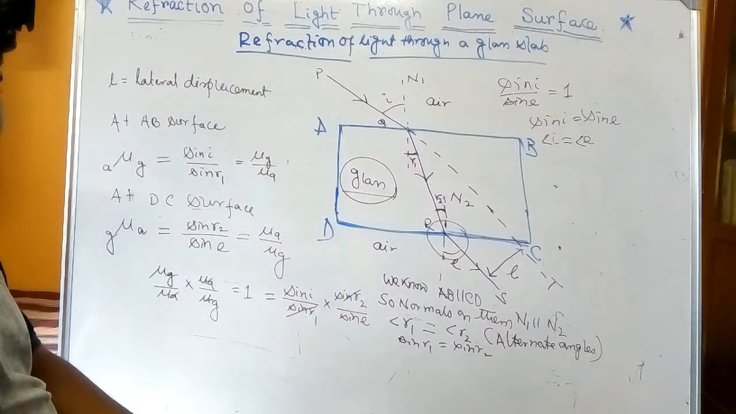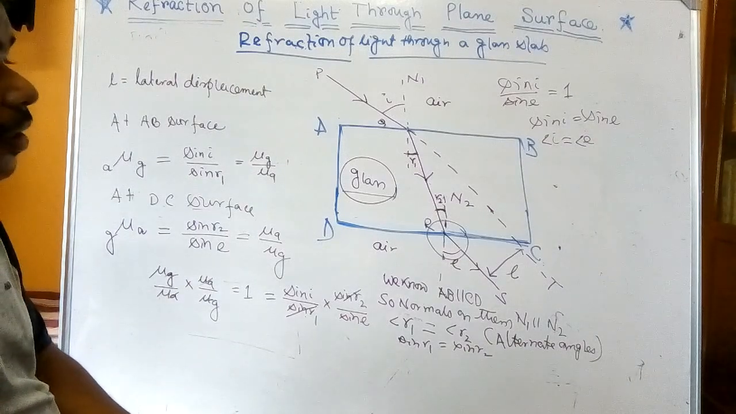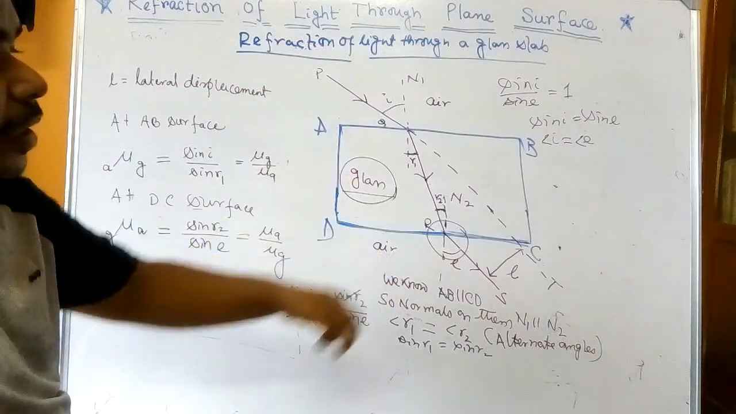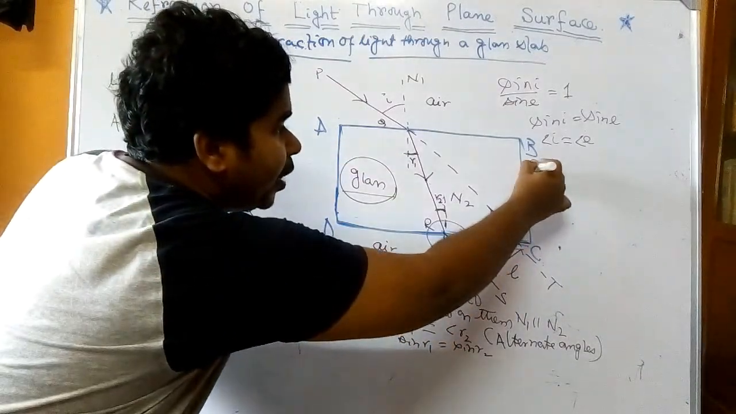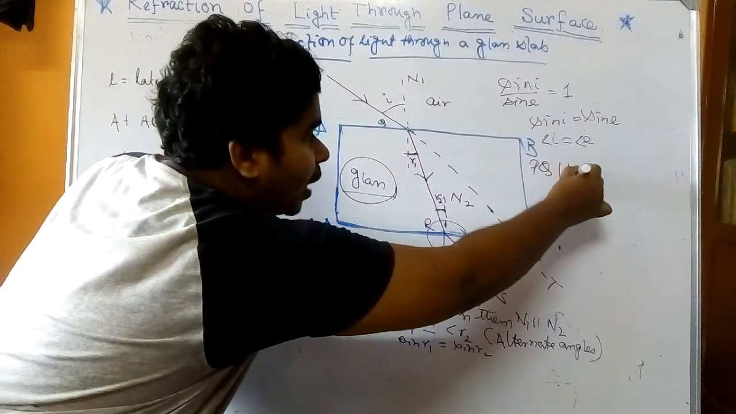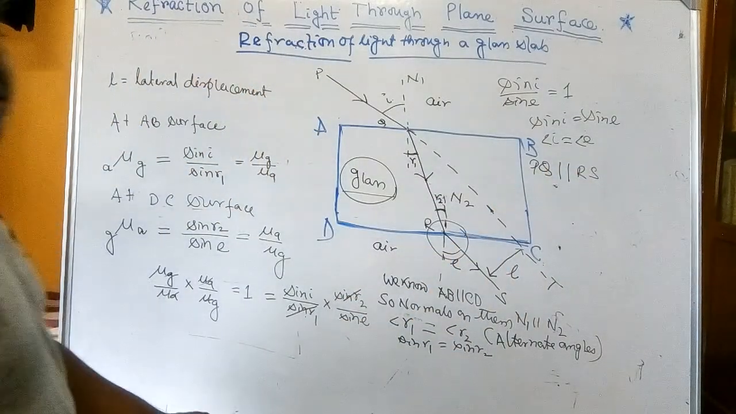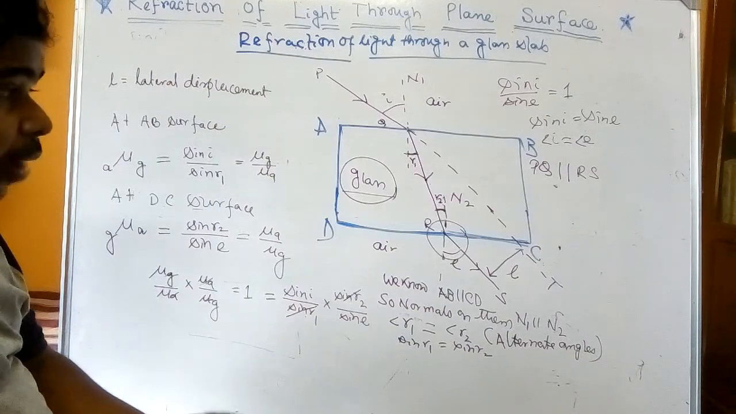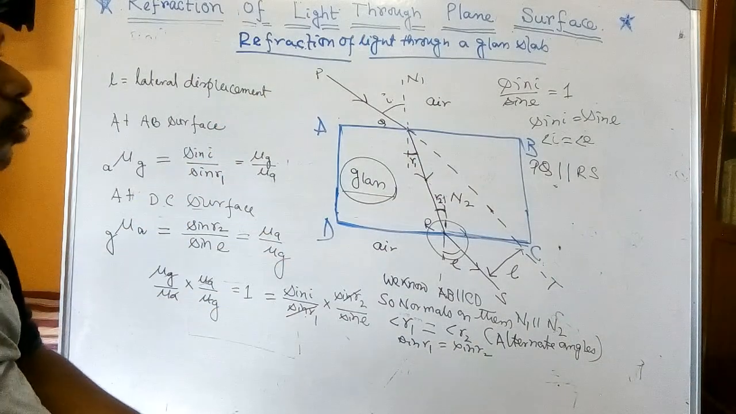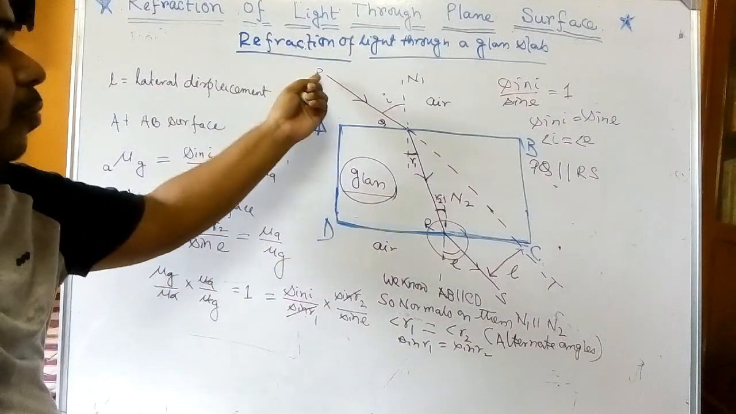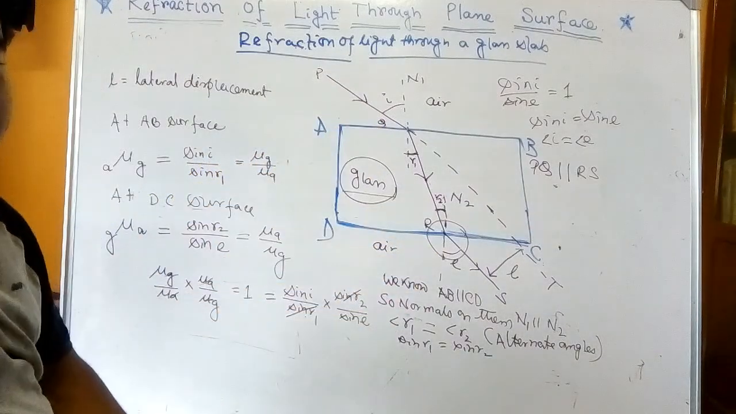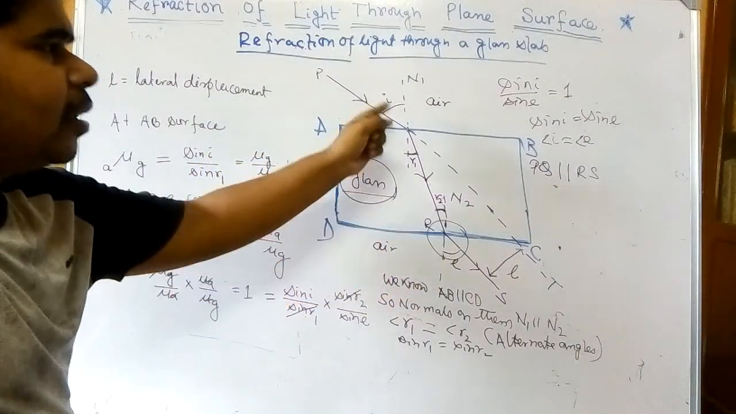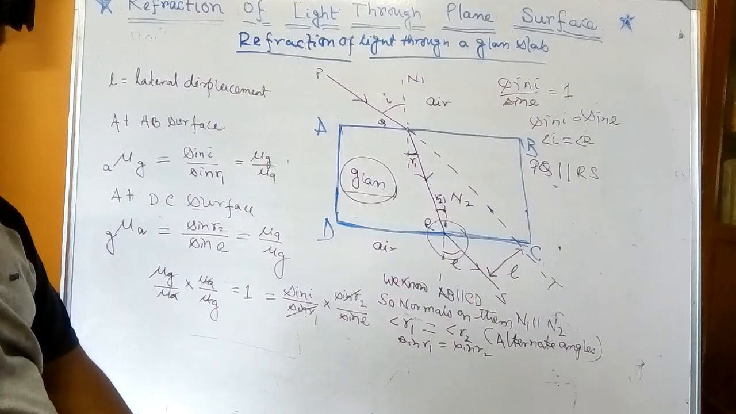And from here we can conclude one more thing, that if I and E are equal, then PQ should be parallel to RS. Whenever you draw this, you have to remember that PQ and RS should be parallel. If you make it parallel, then the angles should also be equal.